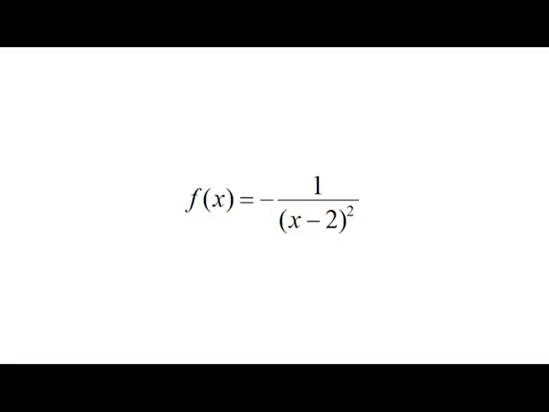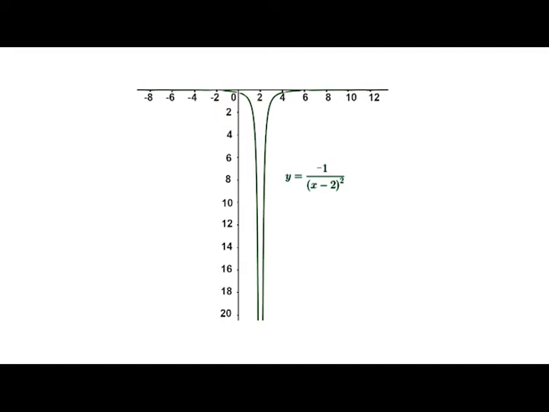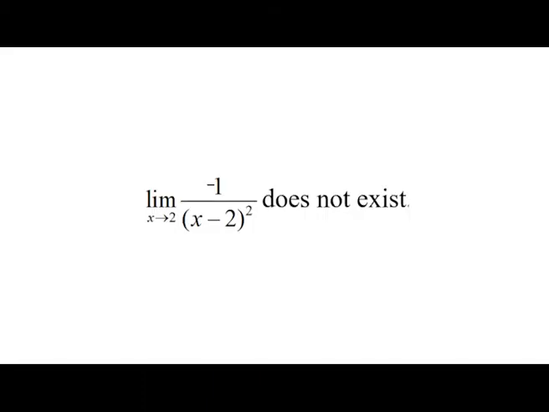As another example, for the function f(x) = -1/(x-2)², we have the limit of -1/(x-2)² as x approaches 2 from the left is negative infinity, and the limit as x approaches 2 from the right is negative infinity. Then we write the limit of -1/(x-2)² as x approaches 2 is negative infinity. Here also the limit does not exist.